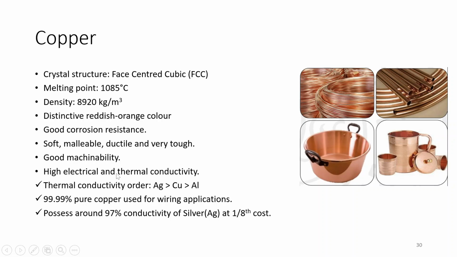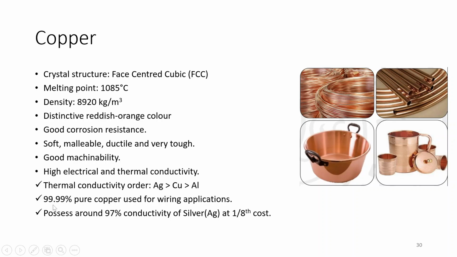It also has high electrical and thermal conductivity, and the conductivity order is, for silver it's highest, then for copper, then for aluminum. Okay, so as we know, silver is very expensive, so silver can't be used for the normal wires that we use in our day-to-day life. That's why we move to either copper or aluminum. So we sacrifice some conductivity, but we get the lower cost of copper and aluminum.